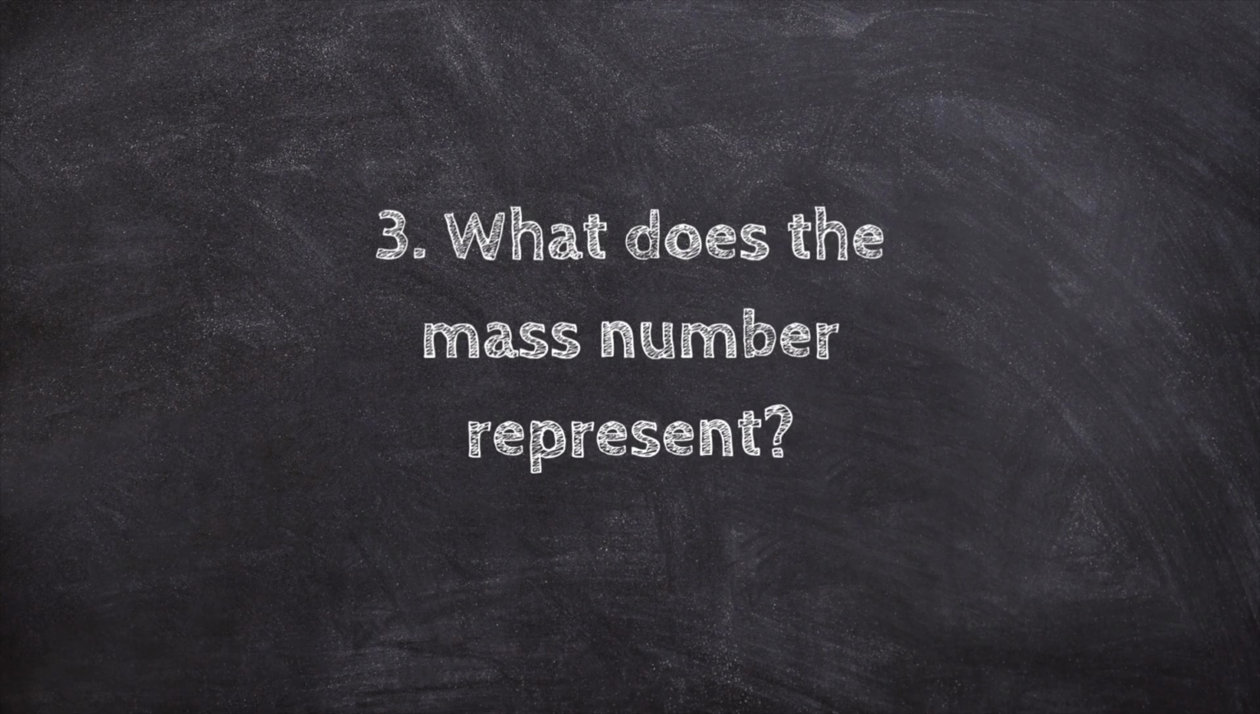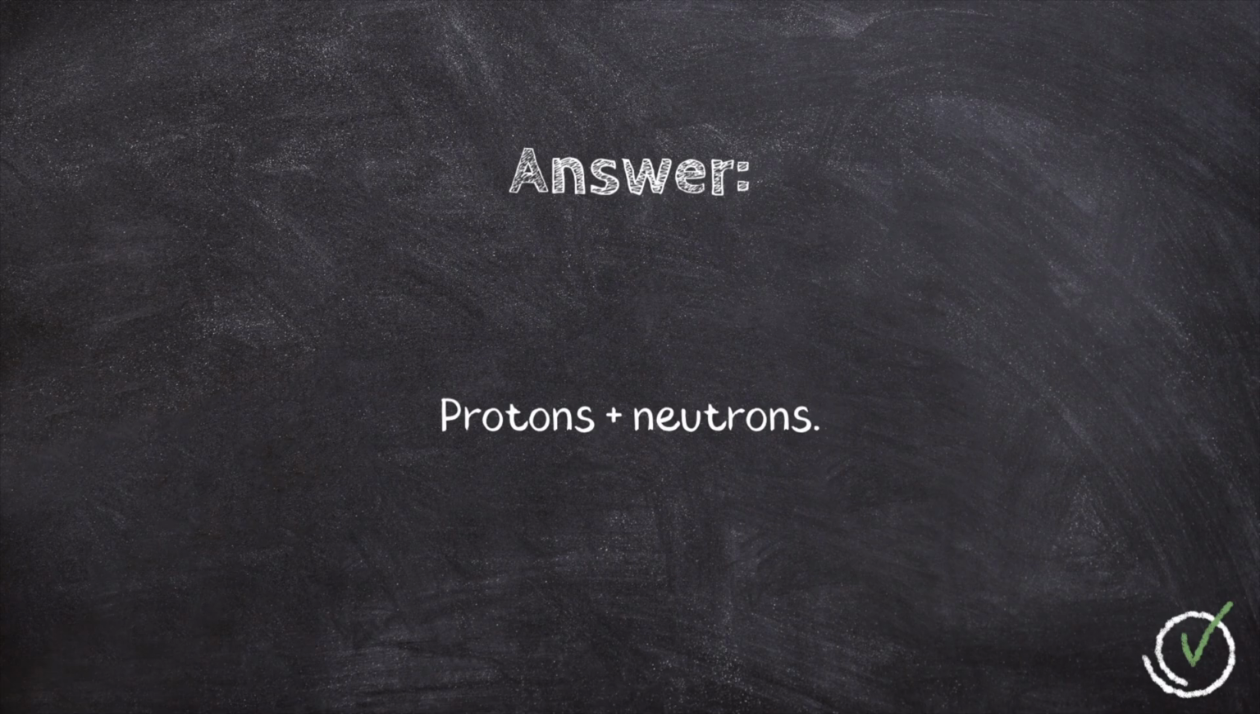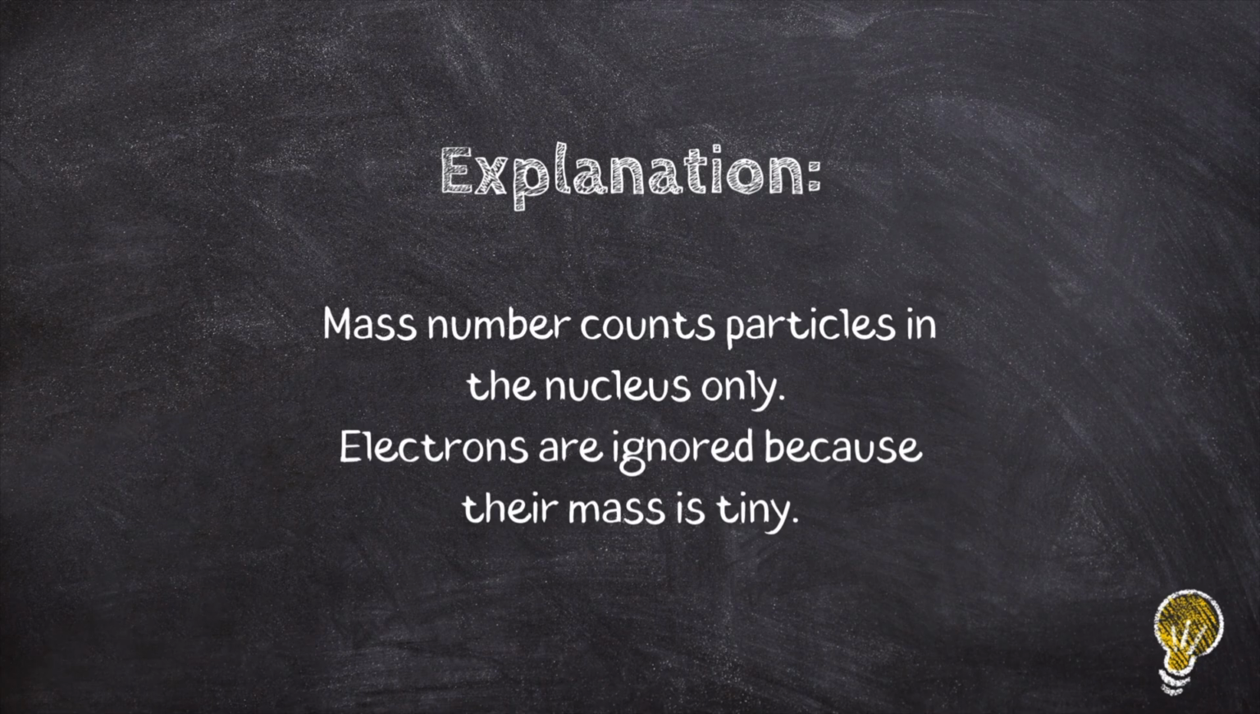Not the atomic number, not just protons, the mass number. What is it actually counting? The mass number represents protons plus neutrons together, nothing else. The mass number counts the particles in the nucleus only, and the nucleus contains protons and neutrons. Electrons are not included. Why?